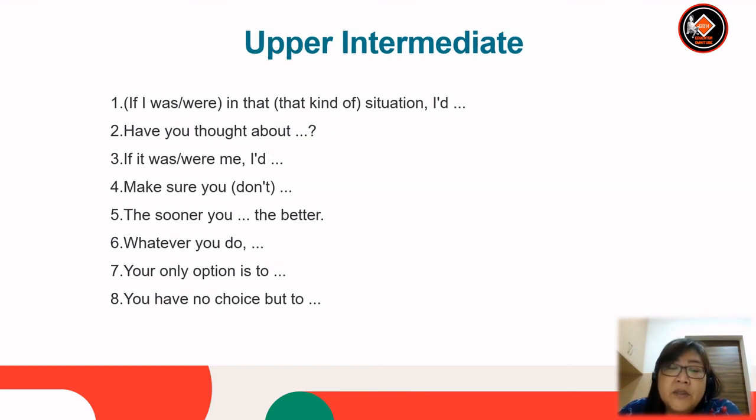Now we have the upper intermediate level. If I were or was in that kind of situation, I'd. Have you thought about? If it was or were me, I'd. Make sure you do or you don't. The sooner you, the better. Whatever you do, your only option is to. You have no choice but to.